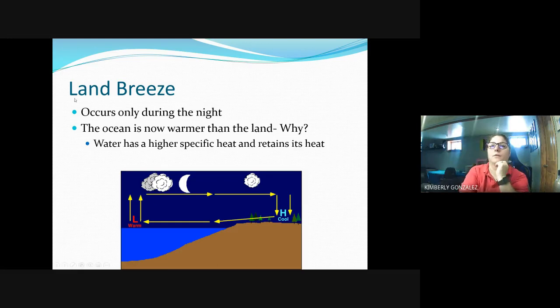So like I was saying before, whatever it says in front of the word breeze, that's where the cool air is coming from. Okay, so for a sea or ocean breeze, that's where the high pressure system and the cooler air will be coming from. Whereas if it's a land breeze, that's where the high pressure and cooler air is coming from.